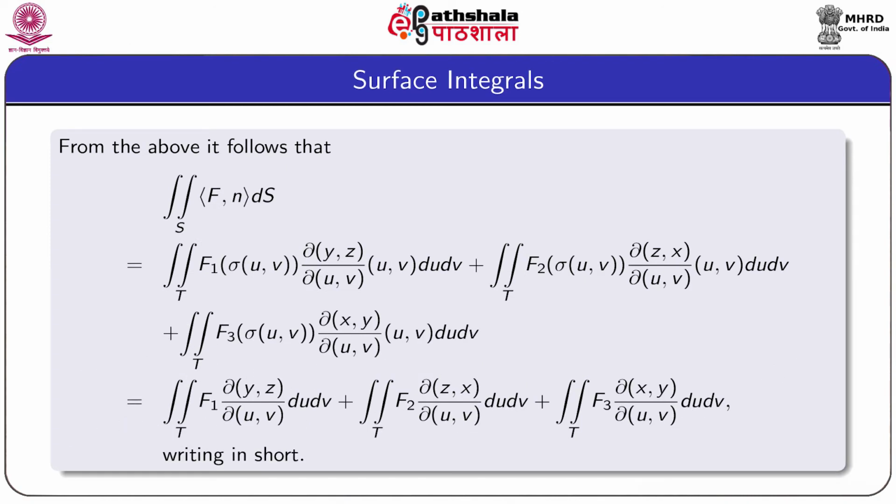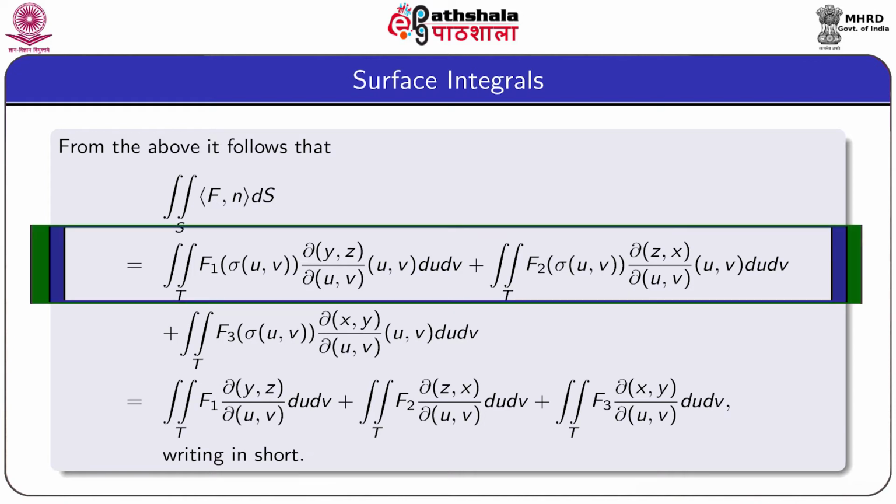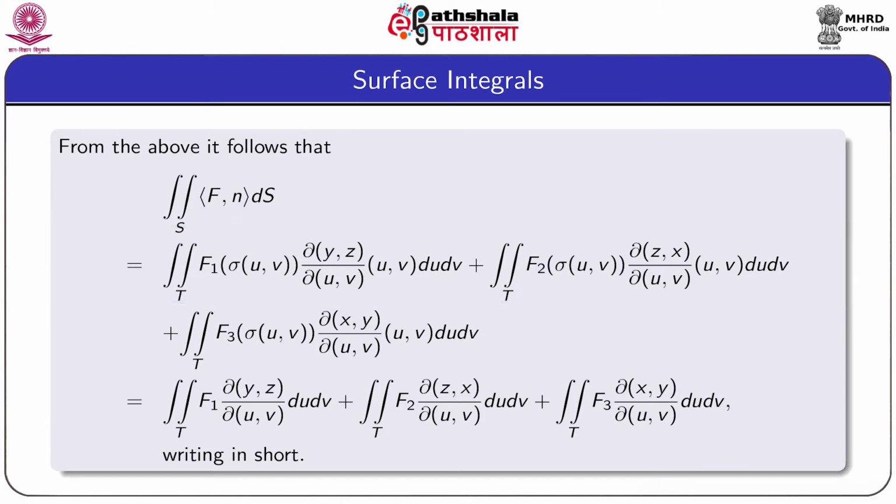From the above, it follows that the surface integral of the inner product of F and small n over S equals the double integral over T of F1(sigma(u,v)) Jacobian del(y,z)/del(u,v) at (u,v) du dv, added with two similar terms where F1 is replaced by F2 and F3 and the Jacobians are also replaced. So, this equals the integral over T of F1 del(y,z)/del(u,v) du dv plus two similar terms, when we write it in short.